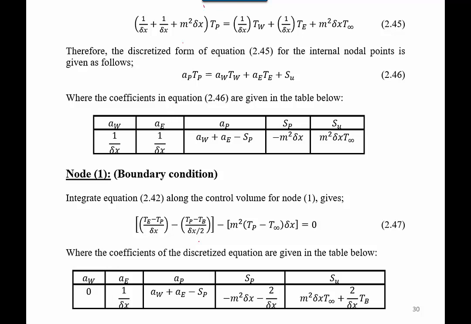Again, if we rearrange equation 247, there is no A west value, A west equals 0, and the same A east, 1 over delta x, and A P is the same, and SP has the value of minus m squared delta x minus 2 over delta x, and SU is m squared delta x multiplied by T infinity plus 2 over delta x multiplied by T B. The parameters of this table, if we open the brackets of equation 247, we will definitely have the values as written in this table.